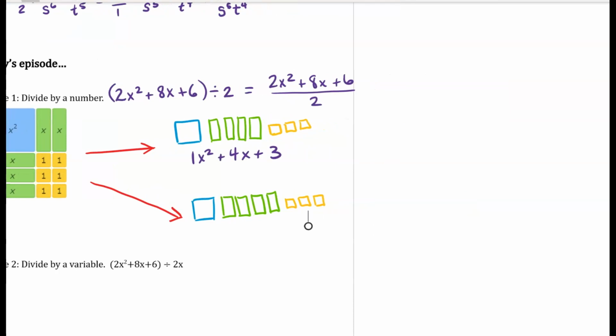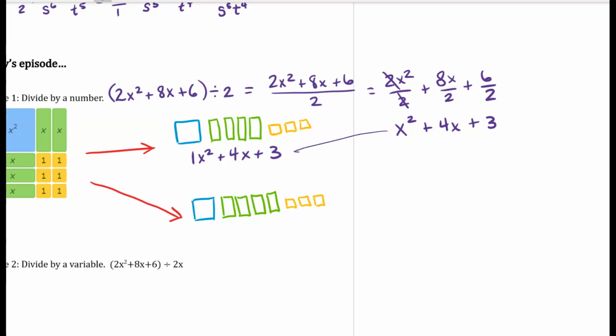You might have noticed that what I could have done symbolically was just take each term and divide it by 2. So 2x squared divided by 2 plus 8x divided by 2 plus 6 divided by 2. Then I could simplify each of the terms. The reason that works is that 2 is a common denominator for each of those terms. If I simplify this, 2 over 2 is 1, so I'm left with 1x squared. 8 divided by 2 is 4, so I have 4 x's, and 6 divided by 2 is 3. And that's exactly what we got when we did the modeling.